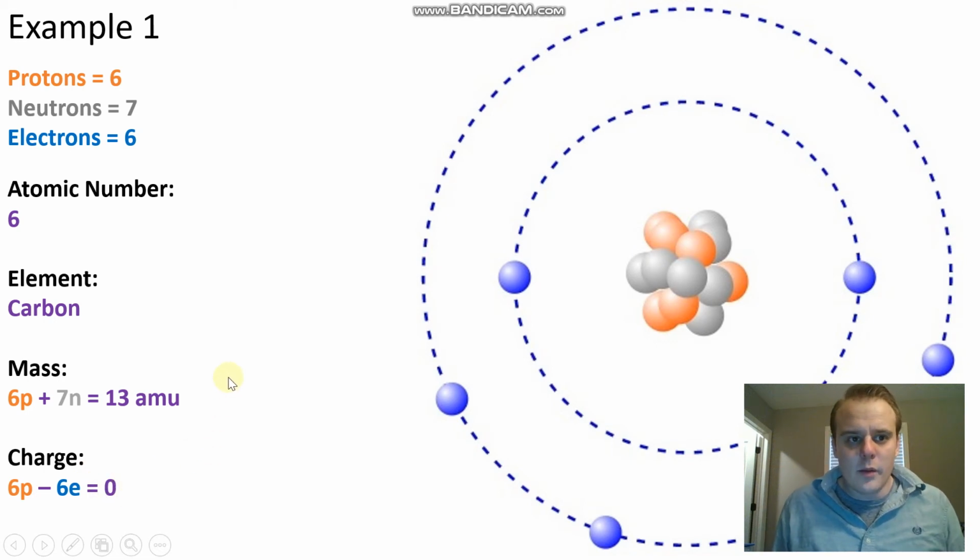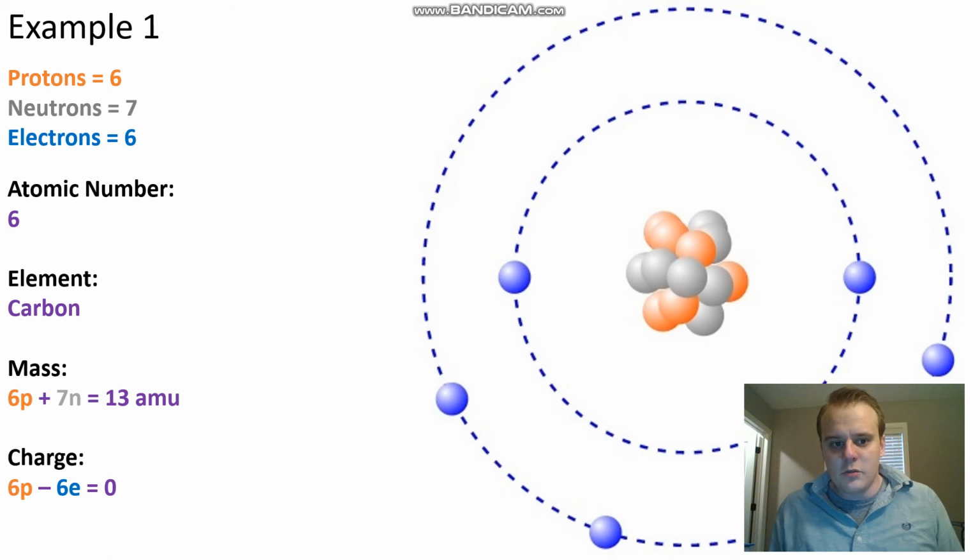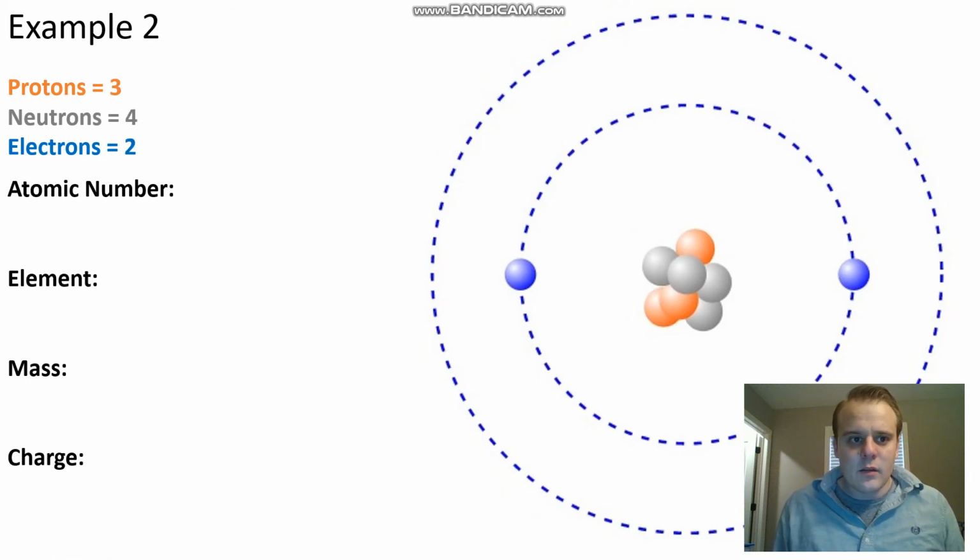Okay, let's go through one more example, and then I'll let you do some practice problems. So example 2, we can see that this atom has 1, 2, 3 protons, 1, 2, 3, 4 neutrons, and 1, 2 electrons. So atomic number, that's just our number of protons, so this one's going to have an atomic number of 3.